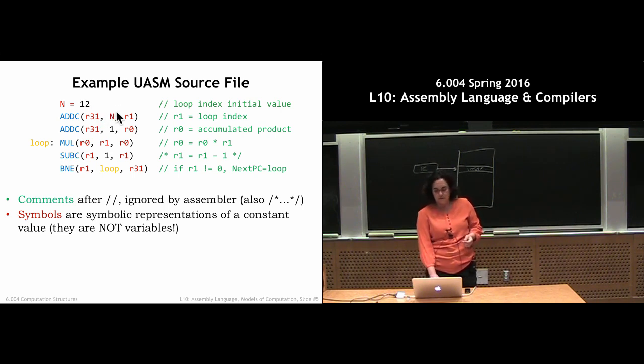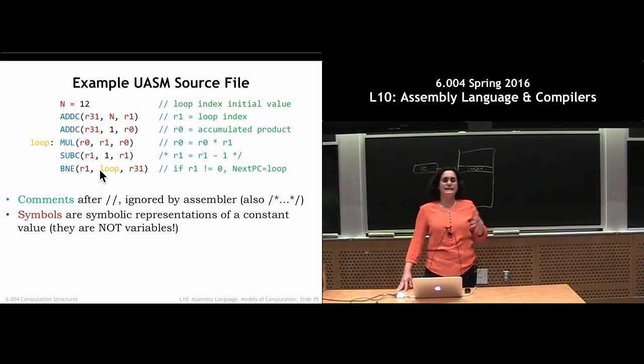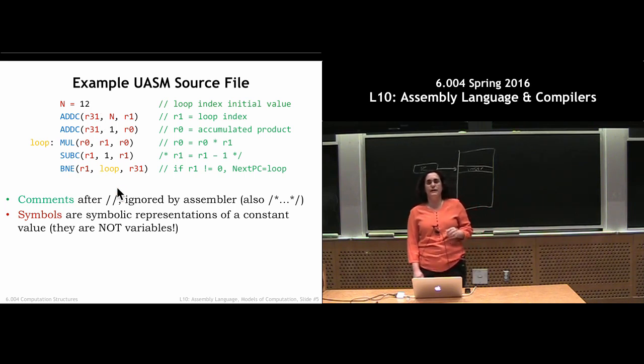The benefit of defining the symbol n is that if it's used, for example, in multiple locations in my code, and for some reason at some later point in time I decide that n really shouldn't have been 12, it should have been 14, well, I only have to change it in this one place rather than trying to figure out every single location in my code where I need to change it.